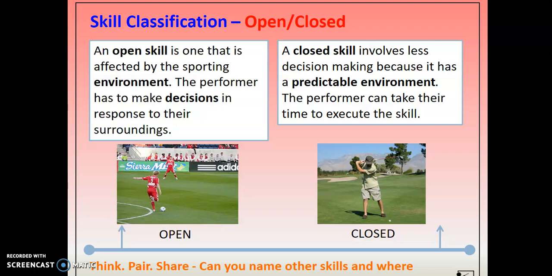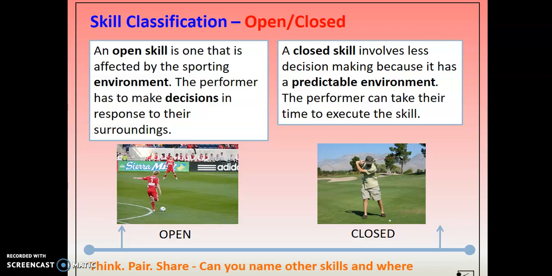Is it a final, a semi-final? There's lots to consider that could affect that environment, that sporting environment that you are in, makes your skill a lot more open. There are fewer things that you can control. There are lots more decisions that you need to make to perform it well.